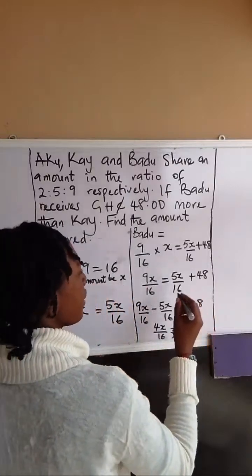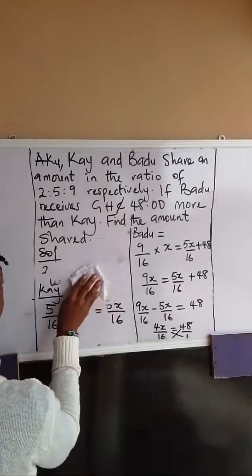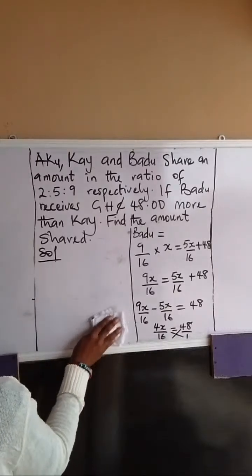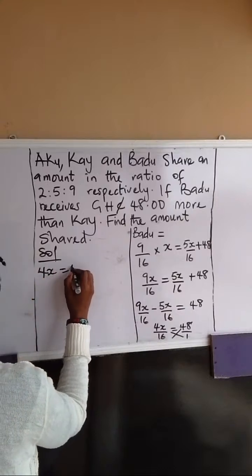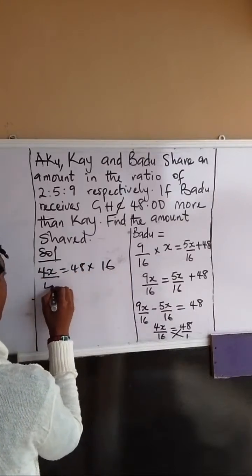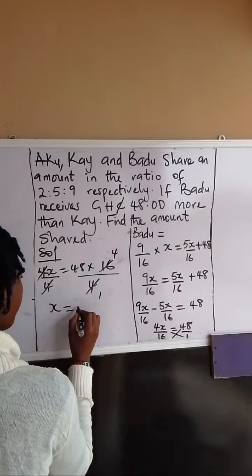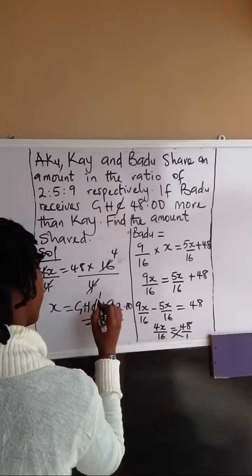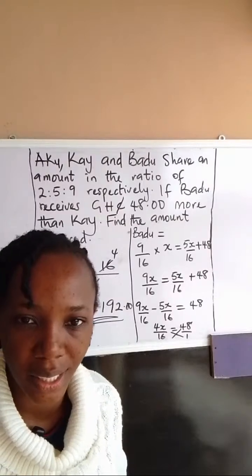Okay, so we collect like terms. We have 9x over 16, and when 5x over 16 comes here, we have minus 5x over 16, and we have our 48 right here. So we subtract. This gives us 4x over 16 equals 48 over 1. So we cross multiply. We have 4x equals 48 times 16. We divide both sides by 4. 4 cancels this, and our x gives us 192 Ghana cedis. Very, very easy.